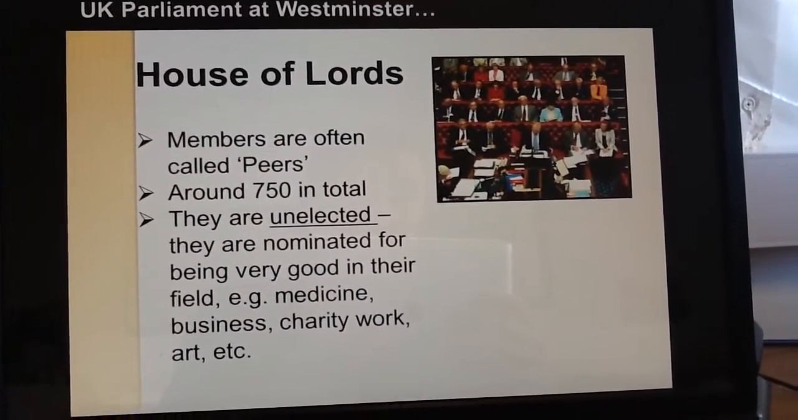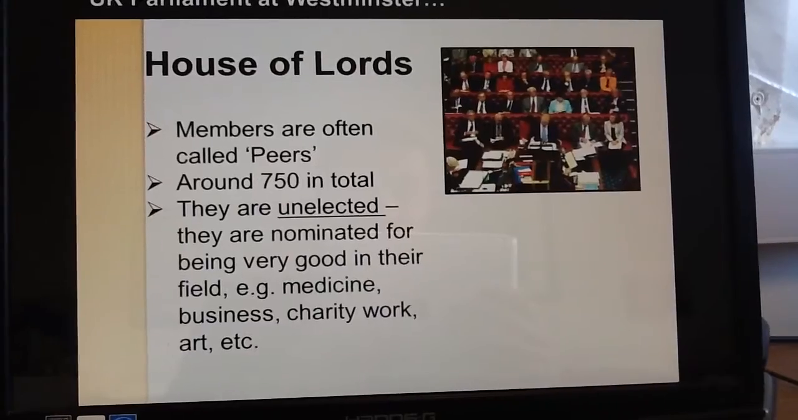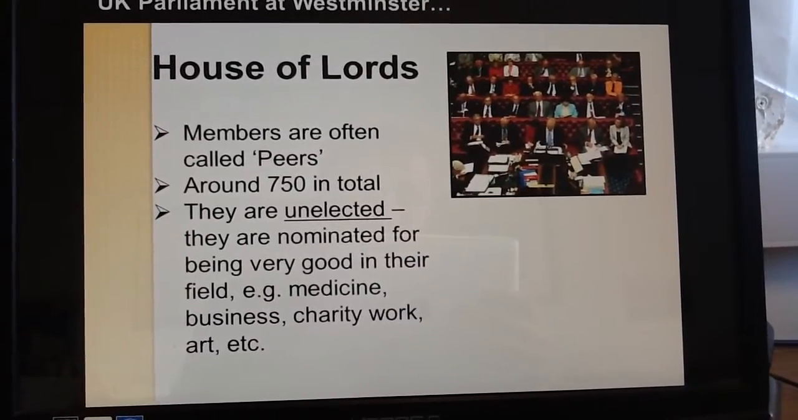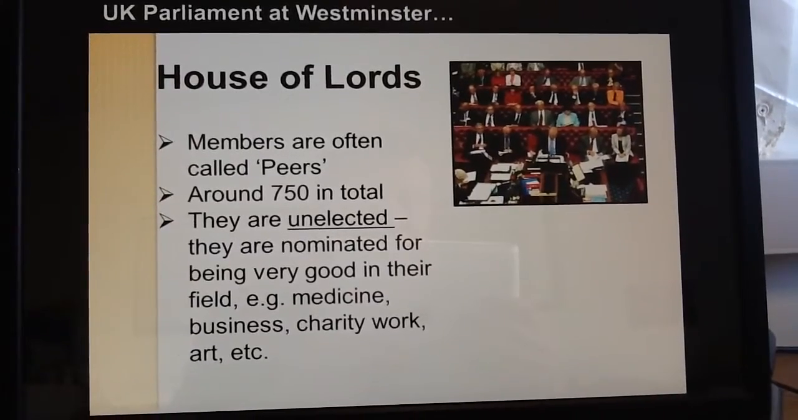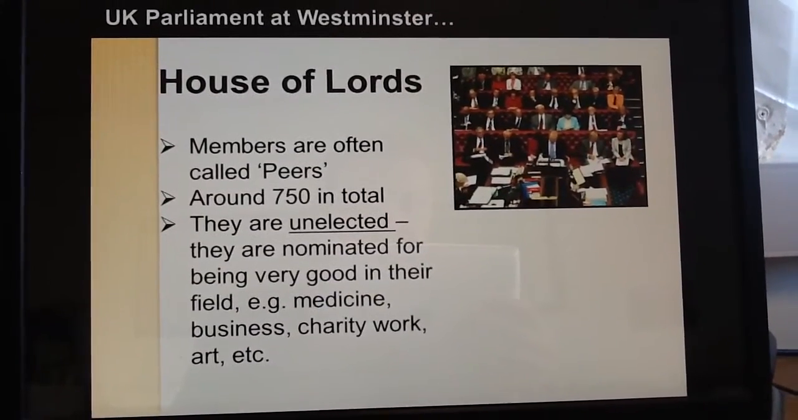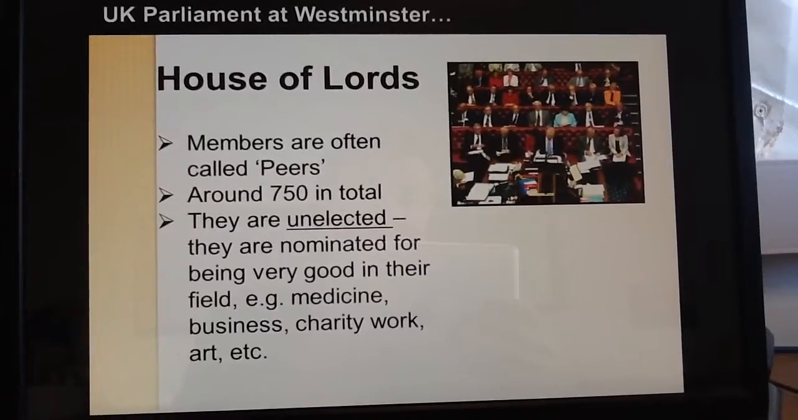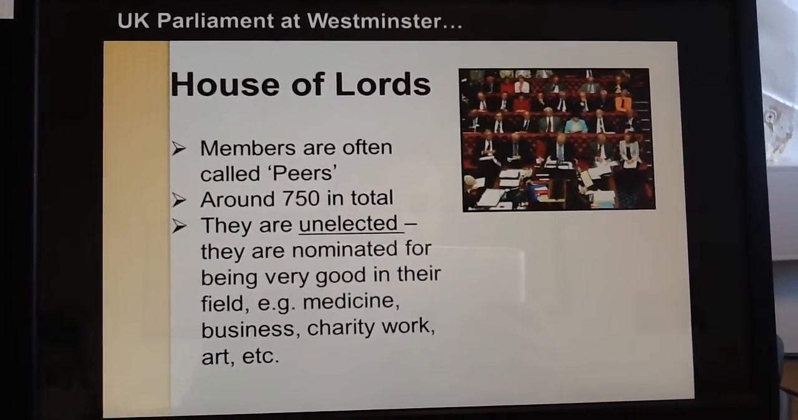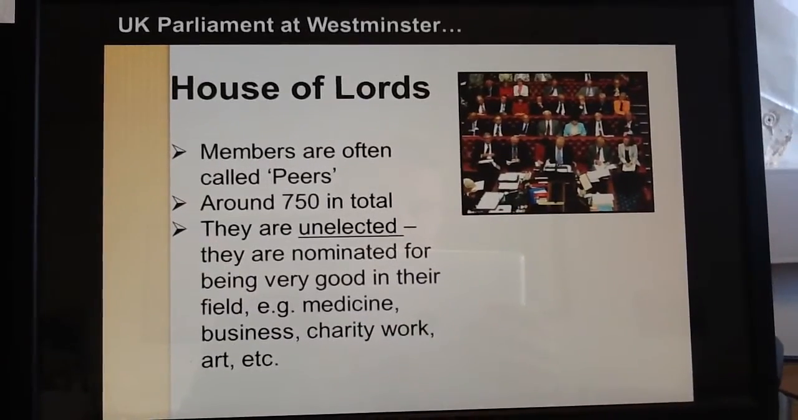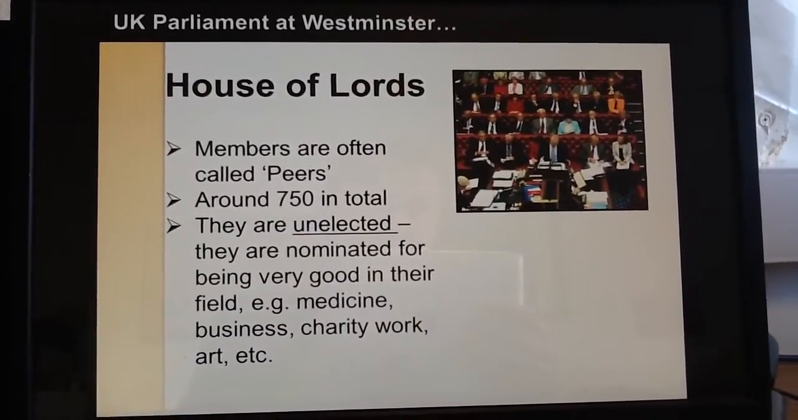Now, in the House of Lords, there are about 750 members, and these are called peers. And the key thing about these members, or peers, is that they're not elected. So they're just nominated for being very good in their particular field. So that might be medicine, business, charity work, or art. So these people aren't voted in, they're just nominated for being very good in a particular area.